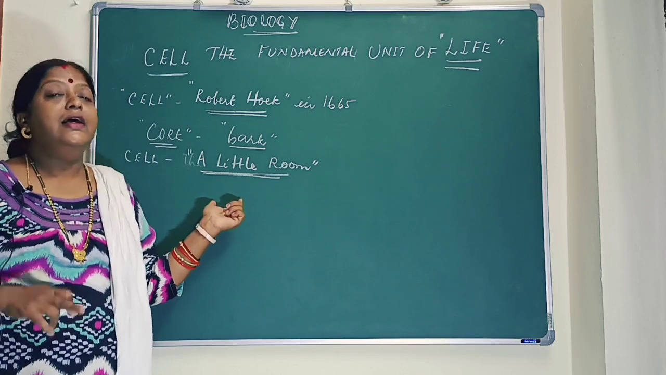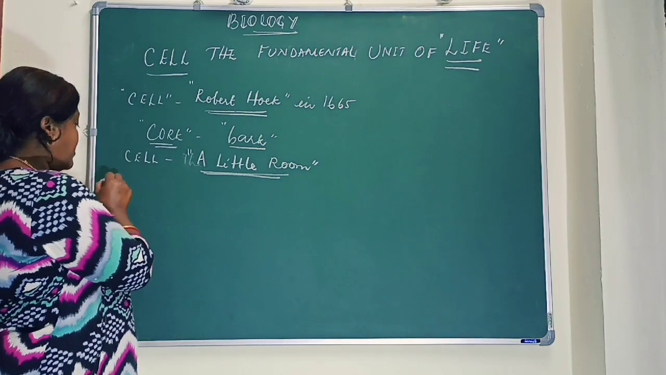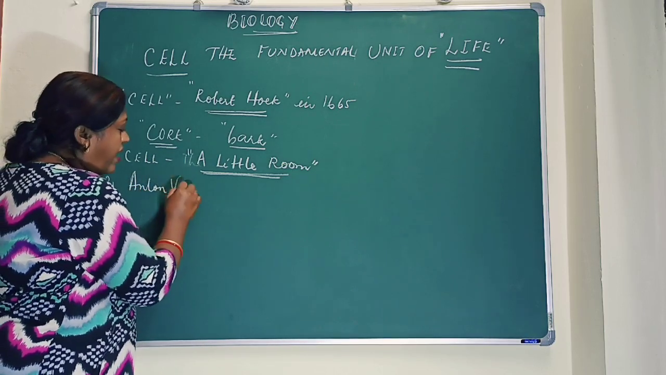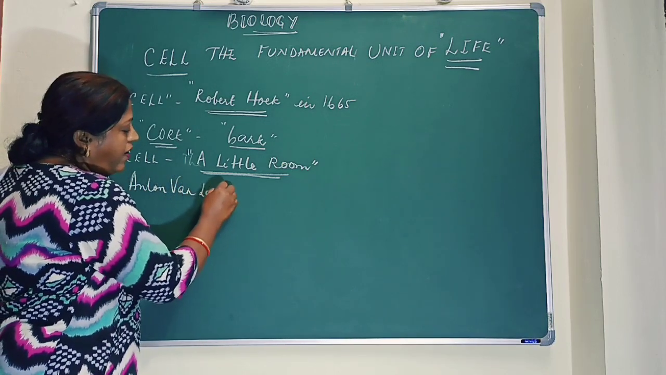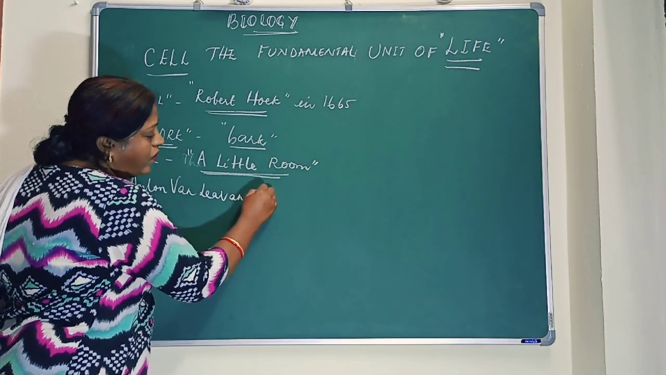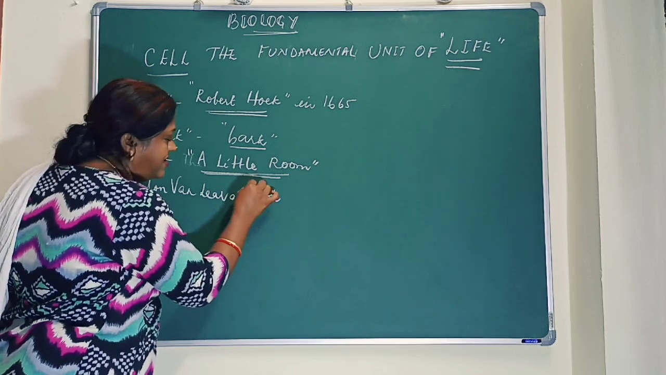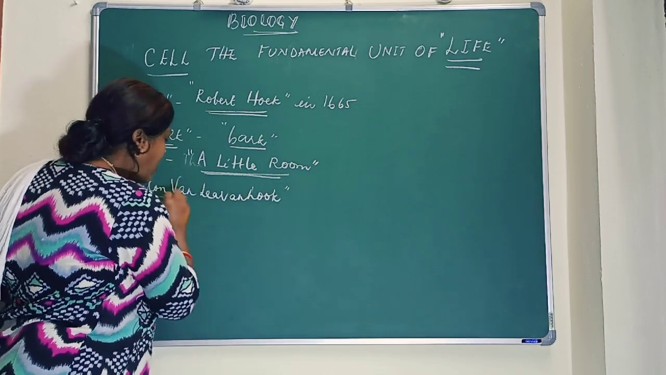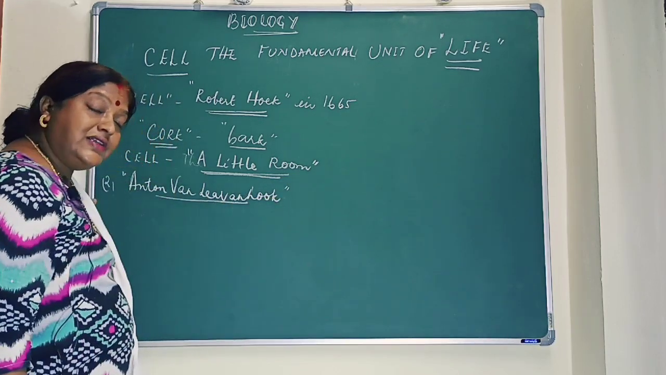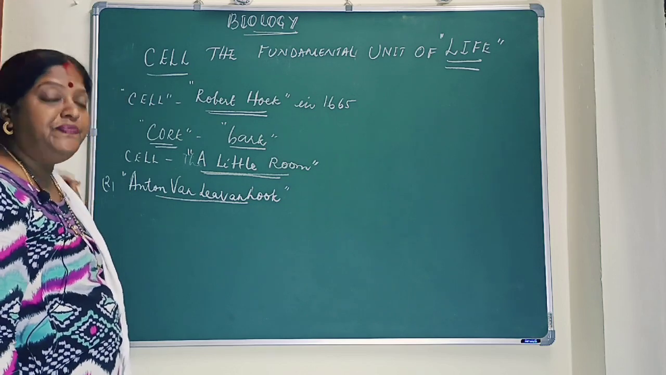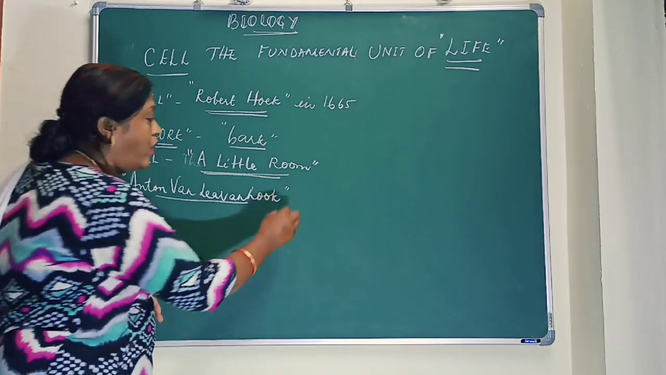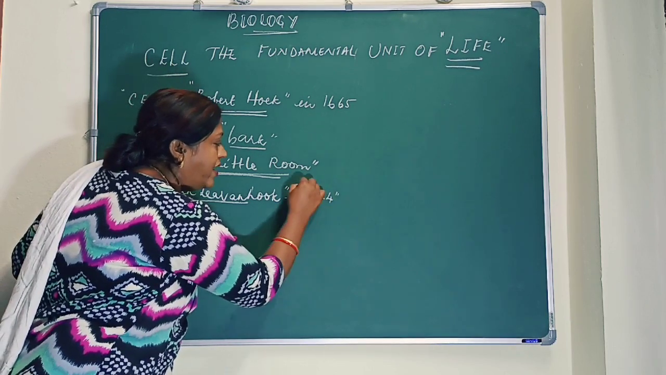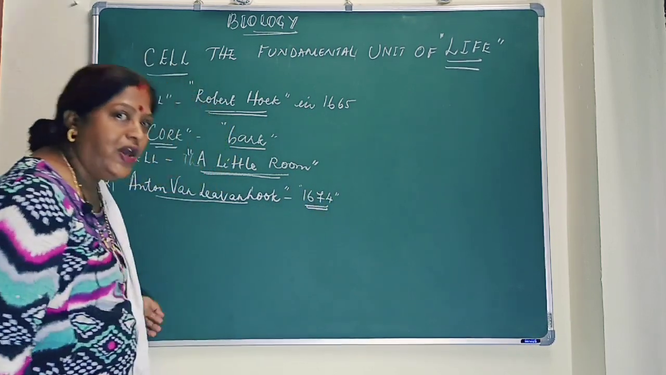And then later another scientist named Anton van Leeuwenhoek. See, Hooke's spelling here is different. Anton van Leeuwenhoek discovered the existence of unicellular organisms in a freshwater pond in the year 1674.